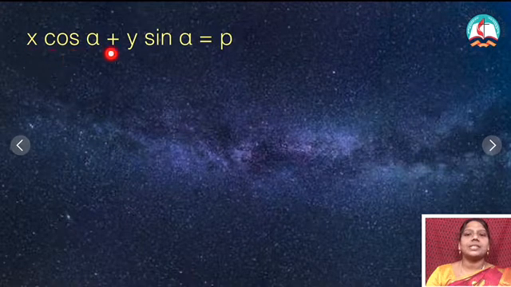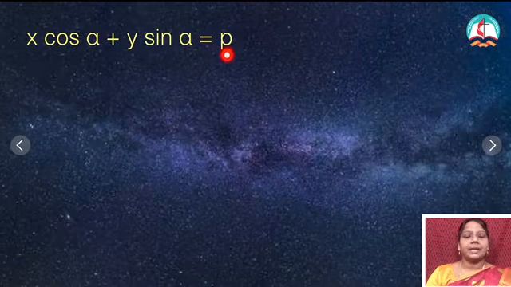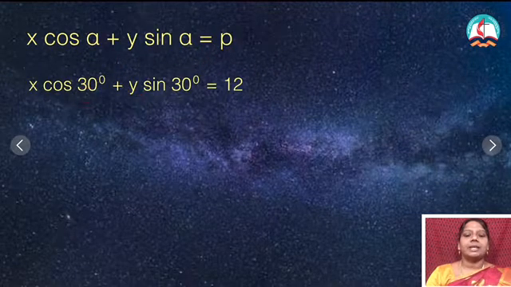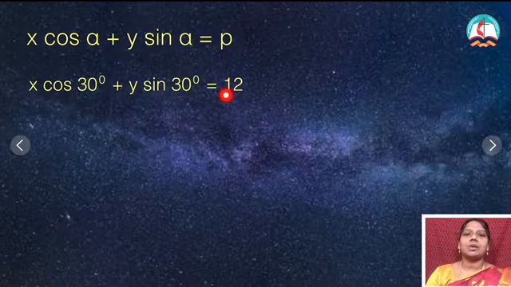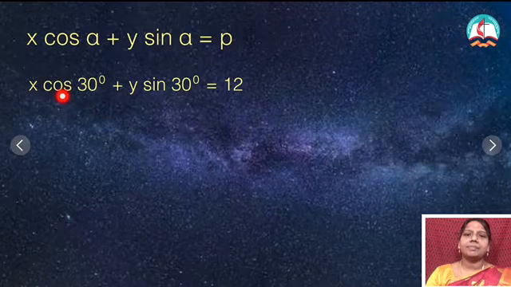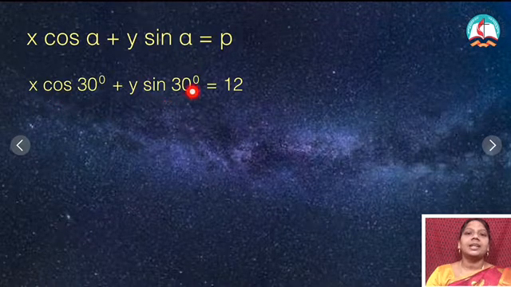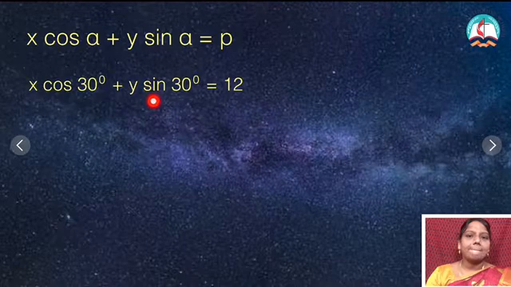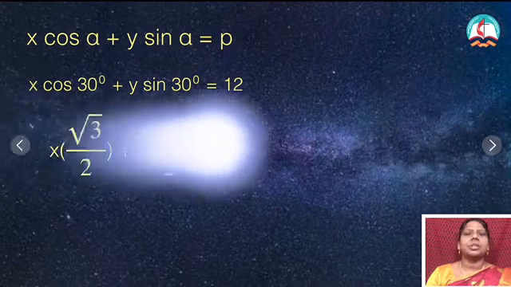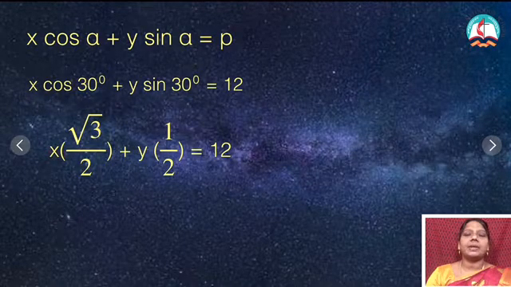So the equation is x cos alpha plus y sin alpha is equal to p. So then we are substituting the angle: x cos 30 degree plus y sin 30 degree, which is equal to 12 because that is the length. Now what is the value of cos 30 degree? Cos 30 degree is root 3 by 2. Yes, very good. And sin 30 degree is? Yes, 1 by 2. So we are substituting that in the given equation.